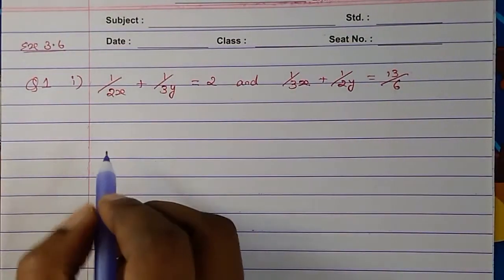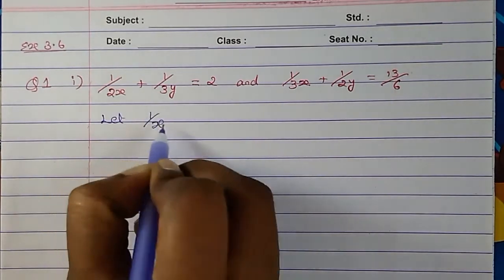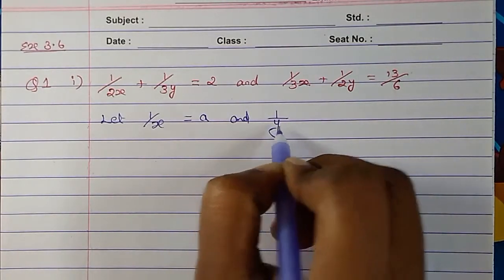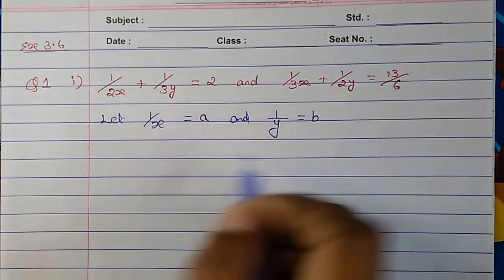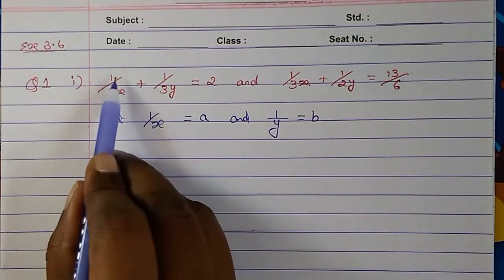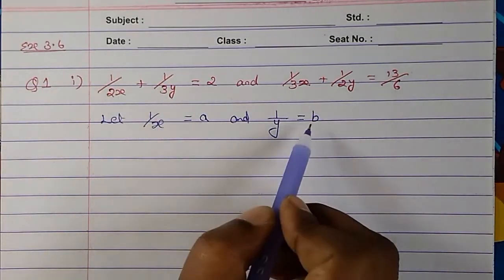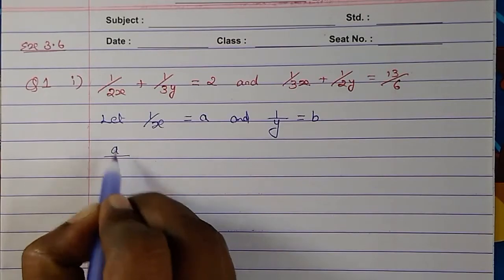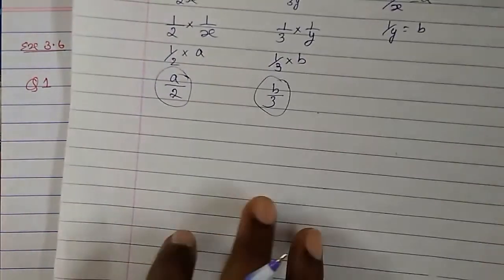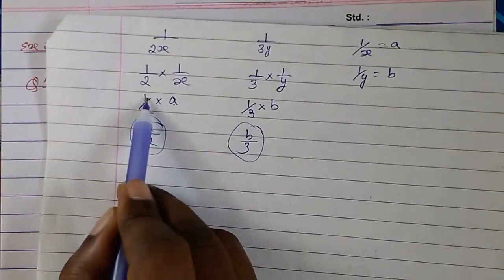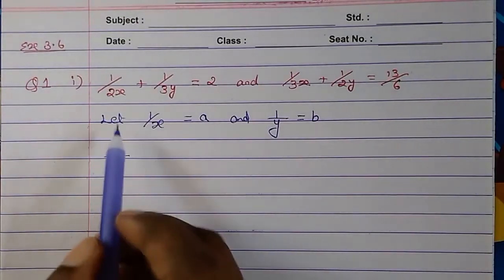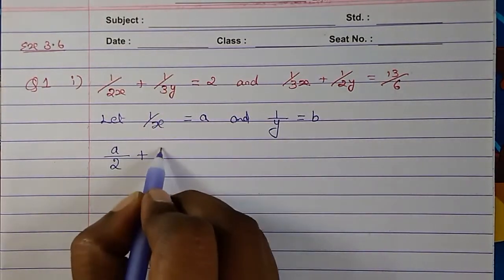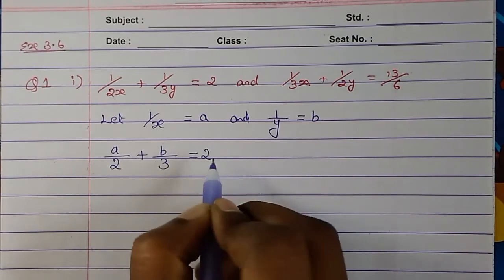Okay, so we will consider, let 1 upon x be equal to a, and 1 upon y we consider as b. Then it becomes easy for us, as I showed you. So now wherever 1 upon x is there we will keep it a, wherever 1 upon y is there we will keep it b. So in this equation, let's put it. So this will be a upon 2, because I showed you here. When you multiply, a will go up and the 2 remains. In the same way we have to write it. So this becomes a upon 2 plus, 1 upon y we keep as b, so it will become b upon 3 equal to 2.